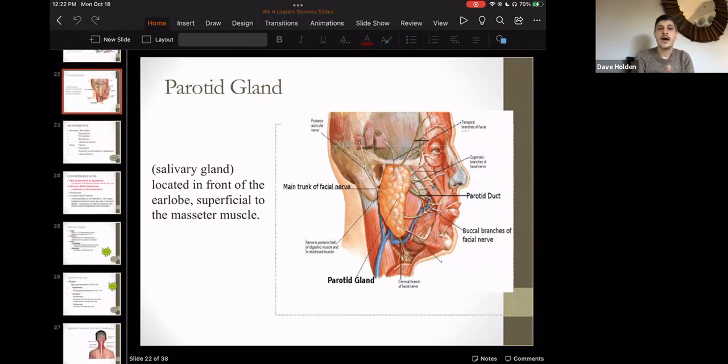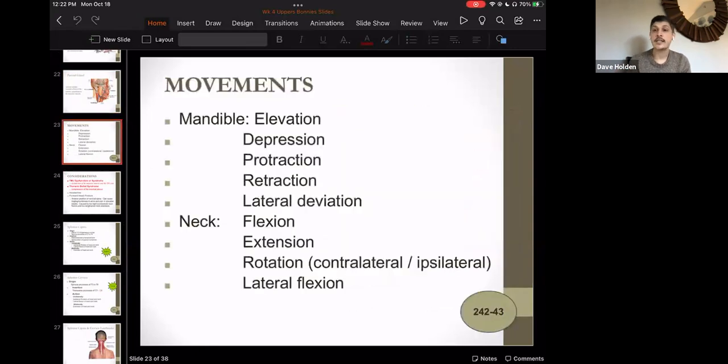All right. So those are the structures of interest, the things that we want to be careful of, be cautious of, be aware of while we move around the neck. Let's talk about movements. So for the mandible, we have elevation and depression. So we can depress the mandible and we can elevate the mandible.